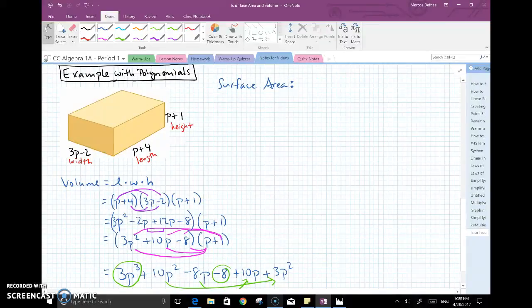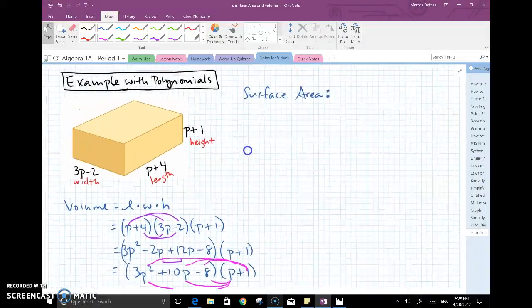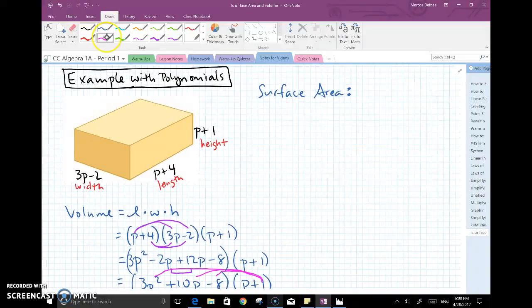So that's the volume. Now surface area requires that I calculate the area of all the surfaces. Now to do this, I have to, again, work carefully, because what I want to do is first get the area of each visible surface and then double it, because there are 2 of a kind. So the area of this side would be p plus 4 times p plus 1.